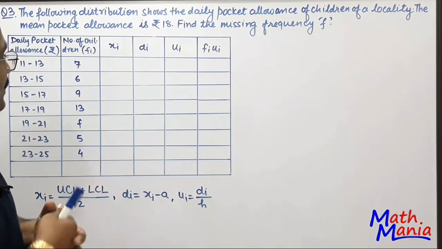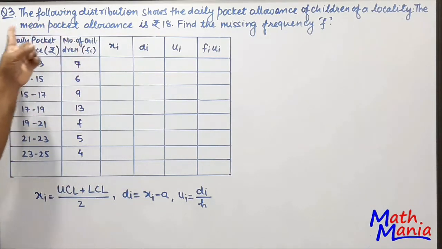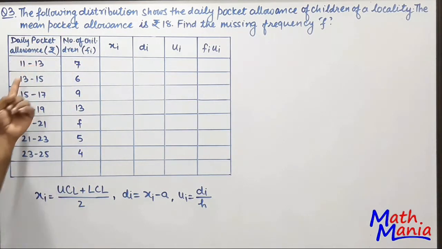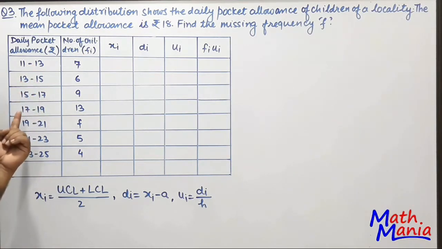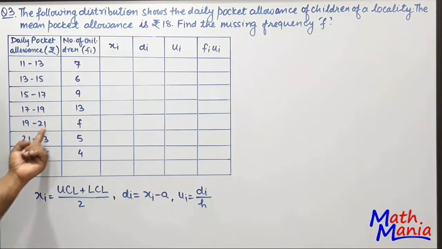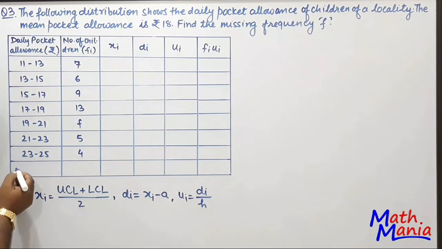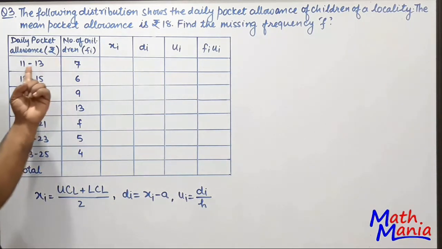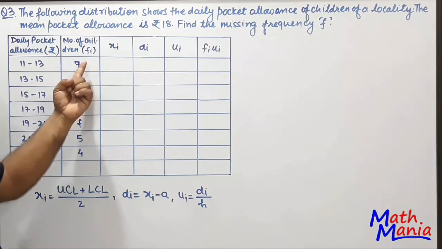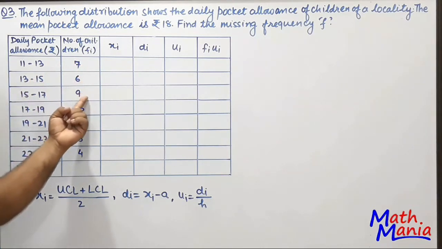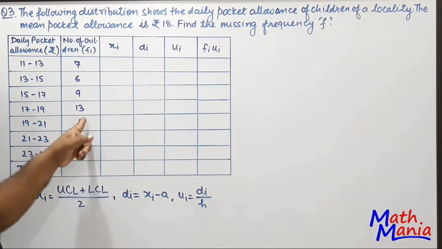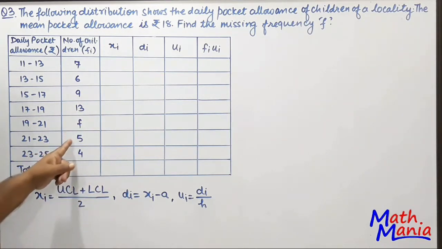So let's start with the given information. The daily pocket allowances in rupees are 11 to 13, 13 to 15, 15 to 17, 17 to 19, 19 to 21, 21 to 23 and 23 to 25. These are the daily pocket allowances that children are getting. Their frequencies are also given. For 11 to 13 rupees, 7 children are getting it. Similarly 6, 9, 13, and here this is the missing one, whose value f we are going to find, then 5 and 4.